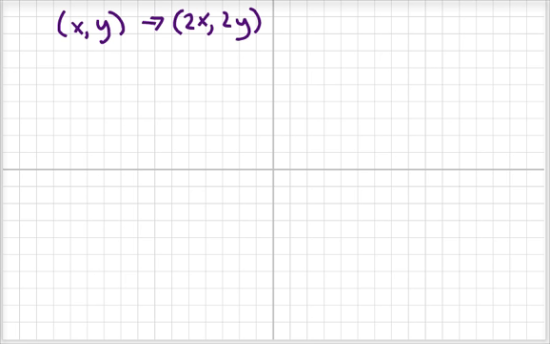Let's try an example problem. So I have my dilation up here. It's going to be x comma y, and we're going to change it to 2x comma 2y. And I want to take my figure and change it by that. So I'm going to draw my original figure. So there's my original figure, and I want to go and perform this dilation. So I'm going to take the points that I currently have and put them through this transformation.